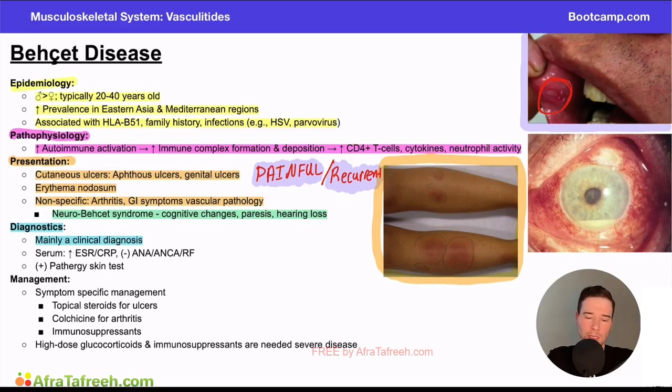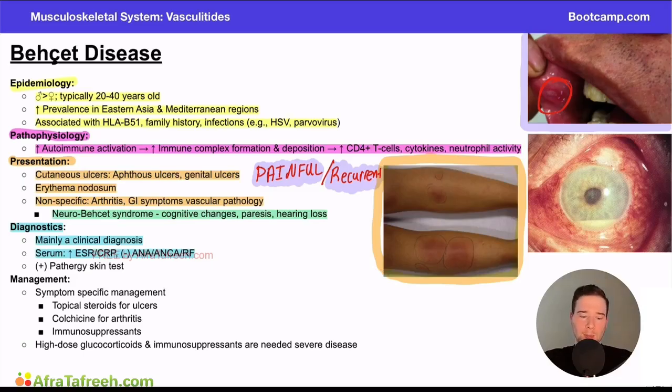We can, however, check the serum labs, which is likely to show an elevated ESR and CRP, again, because this is an inflammatory condition, and it's going to have a negative ANA, ANCA, and rheumatoid factor. So that is to say, a lot of these tests that we use to look for autoimmune conditions are typically going to be negative in this condition. And the importance of these negative autoantibodies in Behçet syndrome is that it helps differentiate it from other autoimmune conditions where we might see positive ANA or positive rheumatoid factor or positive ANCA.